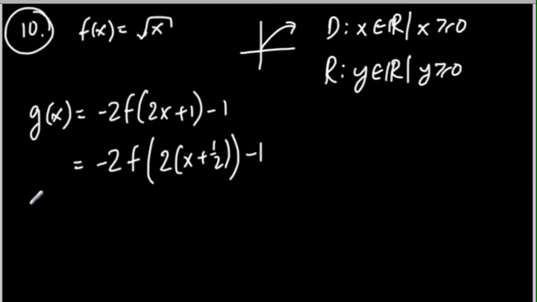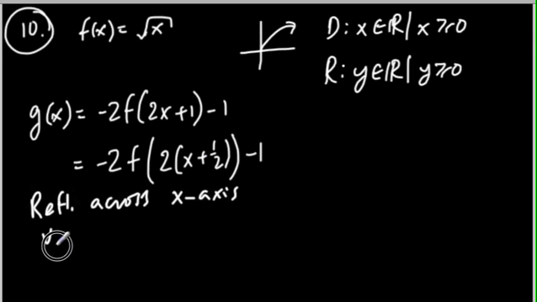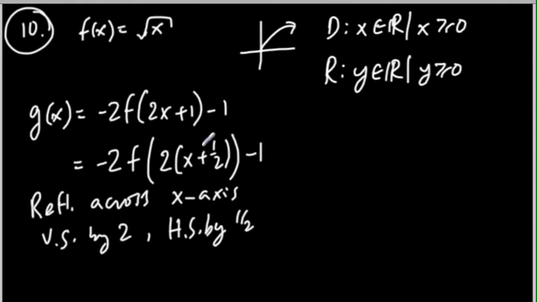So if we observe, what's the transformation? There's a reflection across the x-axis. There's a vertical stretch by 2, which is this one over here. But there's a horizontal stretch by half. And it's to the left by half, because it's x plus half. So it's left because there's a plus, and then there's down 1. So let's see how that looks.